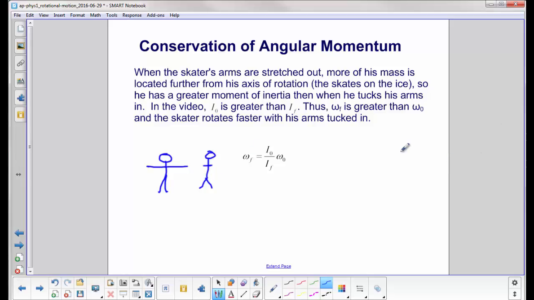So in the video you just saw, his initial moment of inertia is greater than his final. So I0 is greater than IF. So omega F is greater than omega 0, and the skater will rotate faster with his arms tucked in. His final angular velocity will be greater than his initial angular velocity because of the change in moment of inertia of the skater.